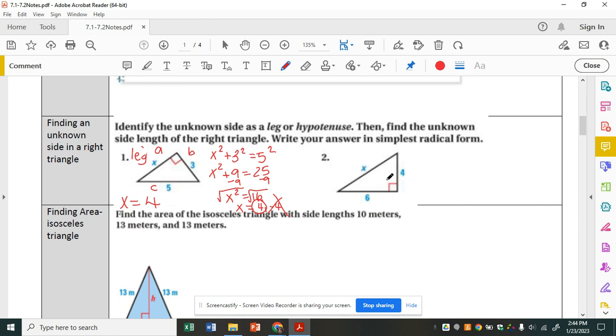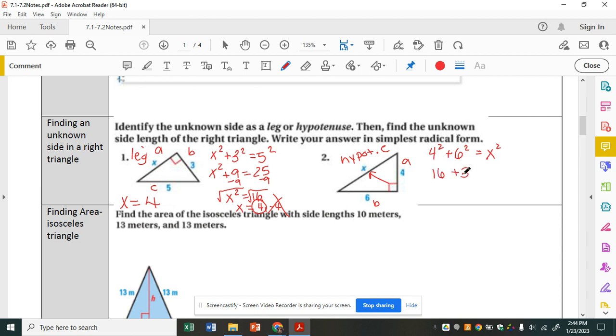So in this case, x is directly across from the right angle. So that means that x is my hypotenuse. When I'm going to set this up, again, 6 and 4 make up my right angle. That means that those are my legs. My hypotenuse is always c. So when I go to set this up, I take 4 squared plus 6 squared, and that would equal my hypotenuse, x squared.